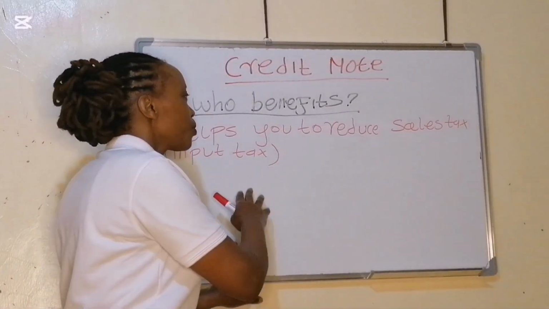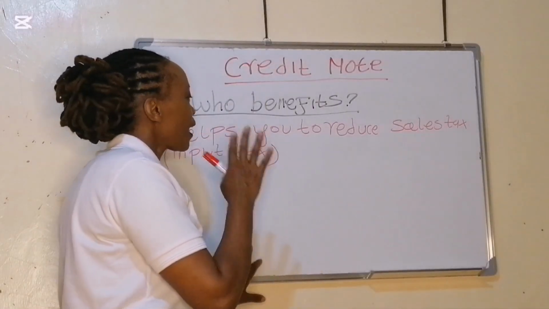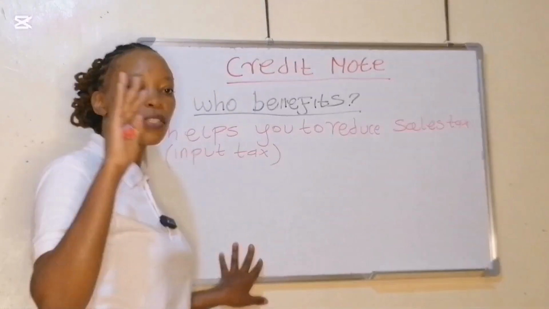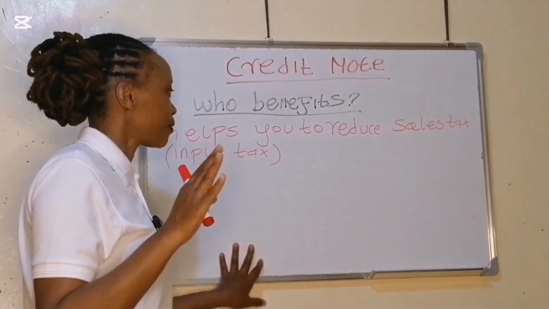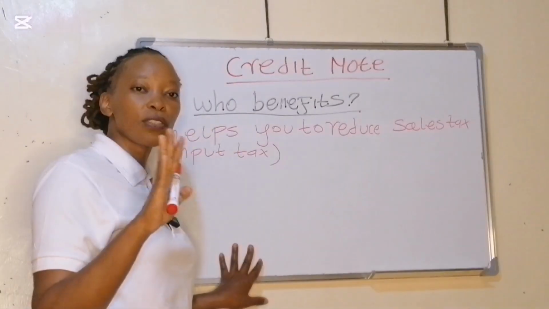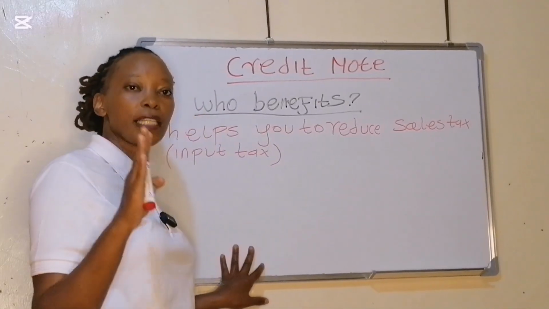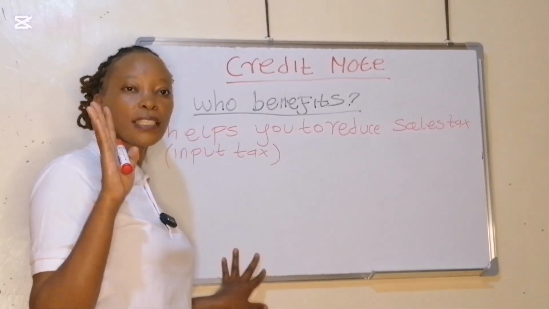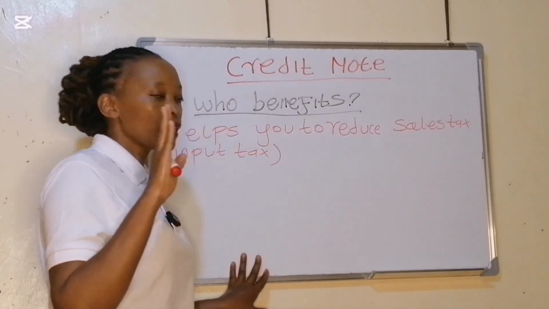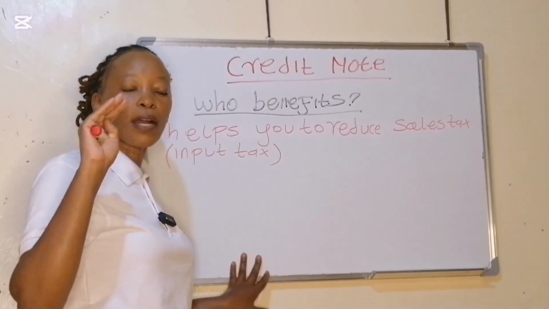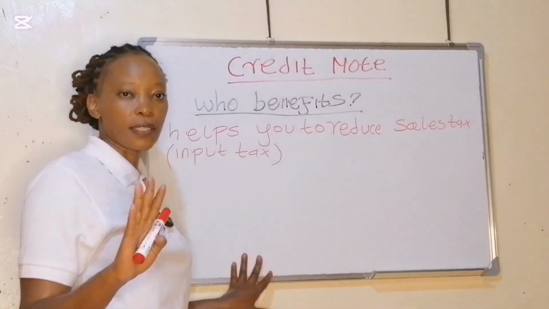When you will be filing your VAT, you will record the credit note there. You will use a negative to reduce the sales tax. If the credit note is worth 5,000, you are going to reference the credit note, and you are going to use that credit note to reduce the sales tax when you will be filing your returns. For those who are registered for VAT, you are going to use a credit note to reduce your sales tax.